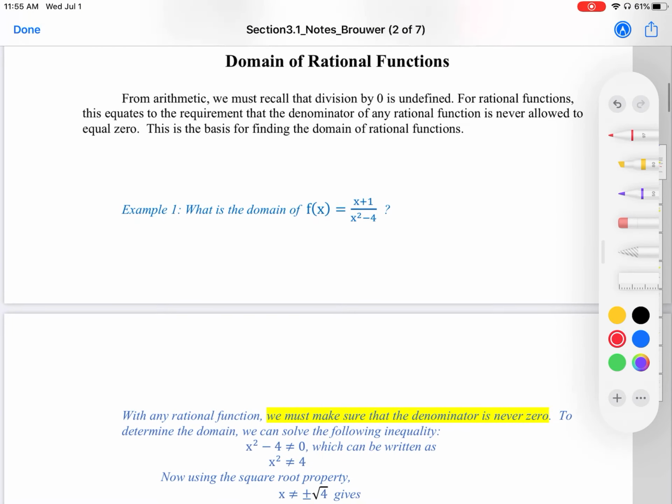Domain of rational functions. From arithmetic, we must recall that division by 0 is undefined. So we can never have 0 in the denominator. That makes it undefined. For rational functions, this equates to the requirement that the denominator of any rational function is never allowed to be 0. This is the basis of finding the domain of rational functions.